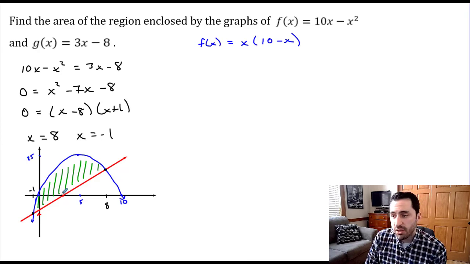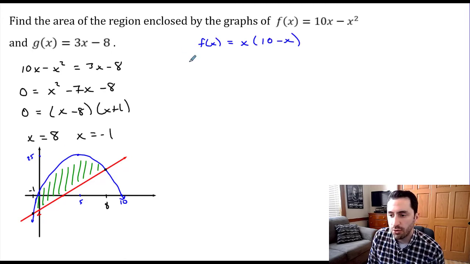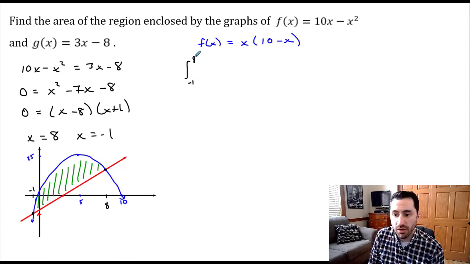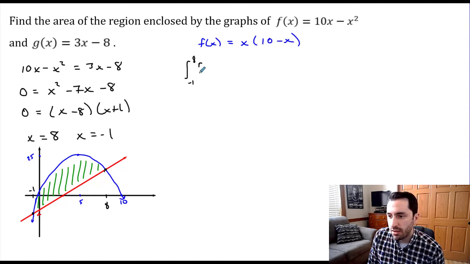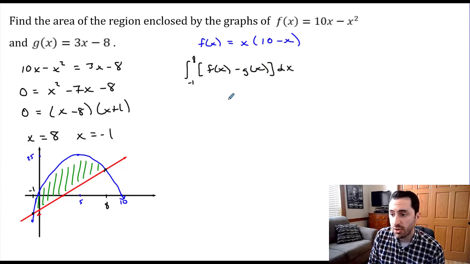Now taking a look at the sketch we did, we can see that on this entire interval from -1 to 8, the graph of f of x is greater than the graph of g of x. So we can simply use our little formula. So we're going to do the integral from -1 to 8. So those are the bounds that we found by setting these two equal to each other. So we could see these 2 points of intersection. And then we're going to be doing f of x minus g of x times dx, because f of x is greater than g of x on this entire interval.